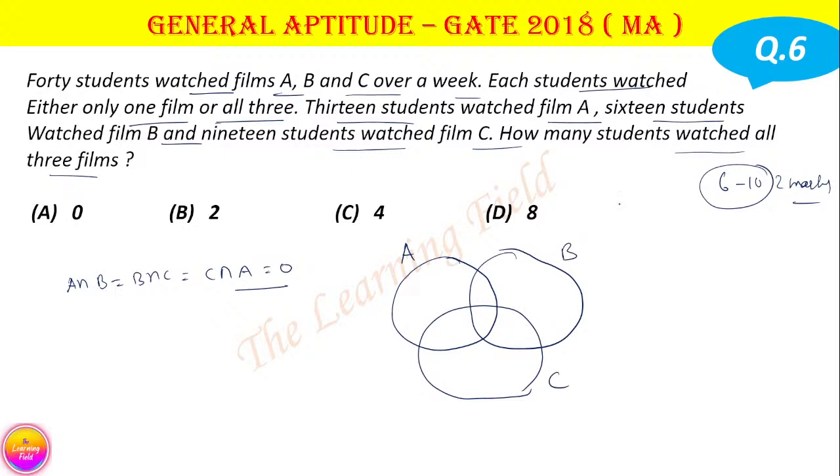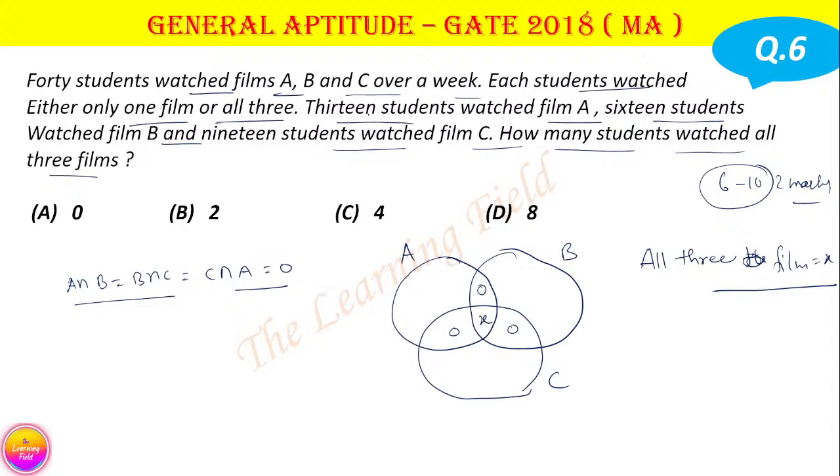Okay, suppose we assume that x students watch all three films. Suppose the number of students is x, therefore the three-way intersection is equal to x. And since they watch either only one film or all three films, the intersections of two films are 0. Therefore this is 0, this is 0 and this is 0.